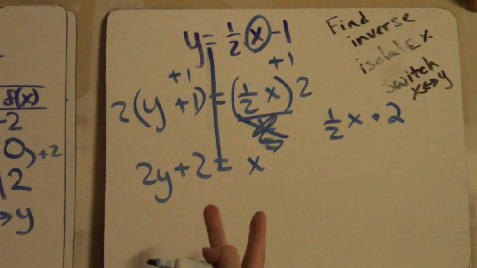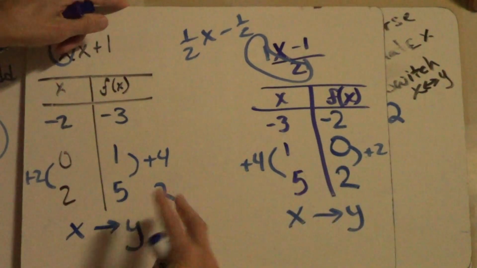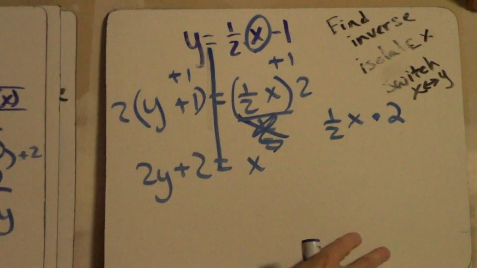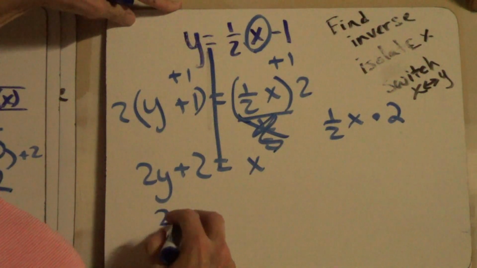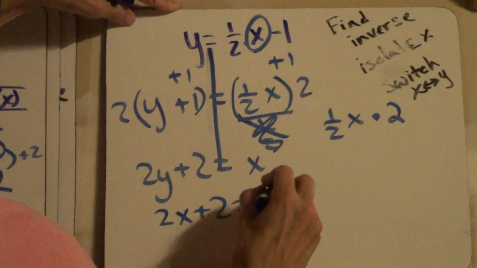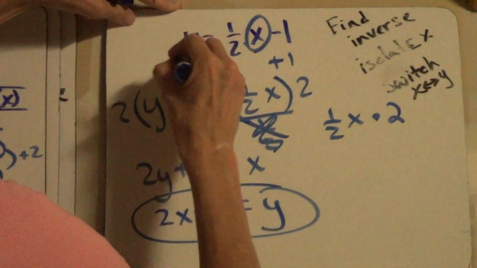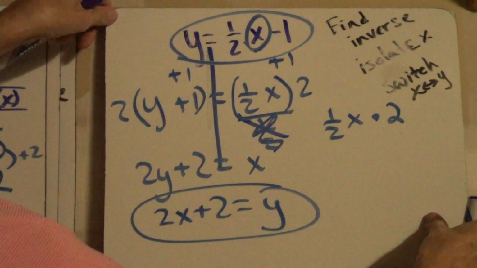Now, because we know that inverses from our t-charts just a minute ago, how our x and our y switched around, since we know that, we can swap the x and y places now. 2x plus 2 equals y. This is the inverse of this. So that is another way to find the inverse.